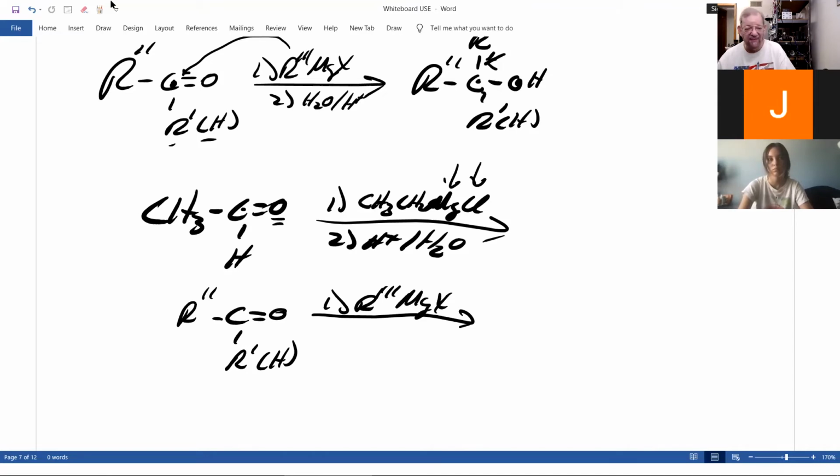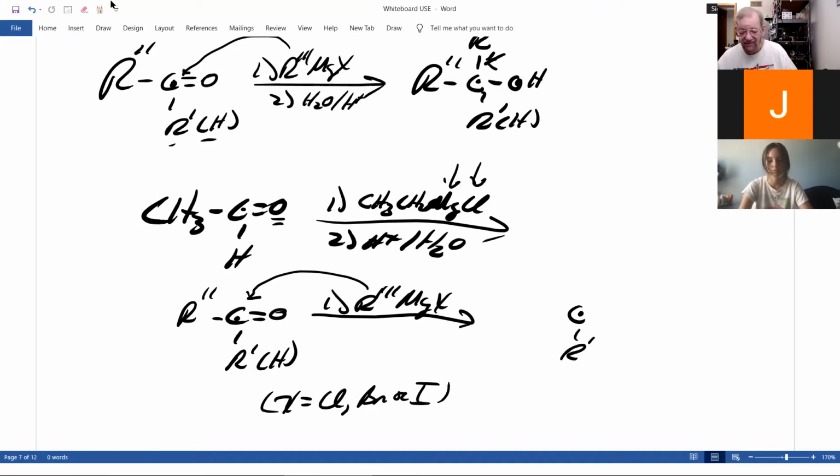Remember, I didn't write it up here, but I'll write it down here. X can be chlorine, bromine, or iodine. And what happens, this attacks the carbonyl. What's attached to that, R prime or hydrogen, and R double prime is still attached. This opens up to an alcohol. No, there's no oxygen here.